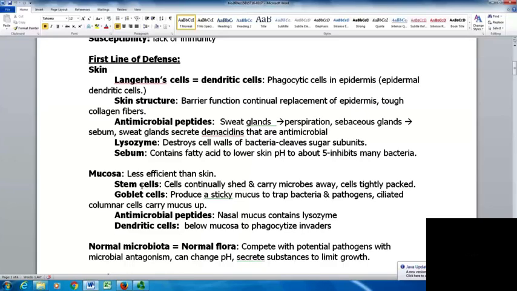The skin produces some antimicrobial peptides. Your sweat glands produce perspiration, your sebaceous glands produce sebum, and the sweat glands also produce dermcidins, which are chemicals that have antimicrobial properties. All of these different secretions help to protect the skin. Lysozyme is going to destroy the cell walls of bacteria. It also cleaves the sugar subunits in the bacteria. Sebum contains fatty acids that lower the skin pH to about 5, which will actually inhibit many bacteria.